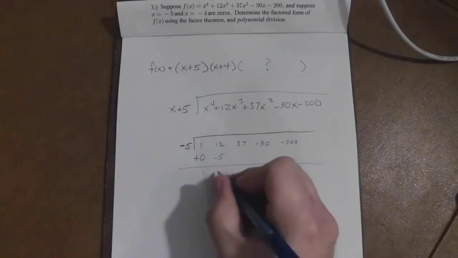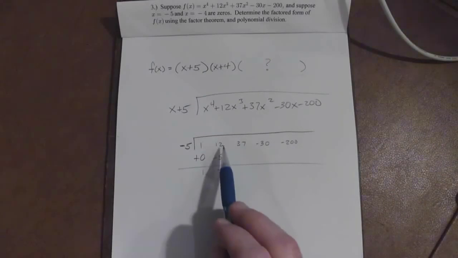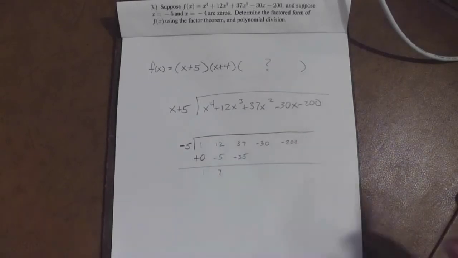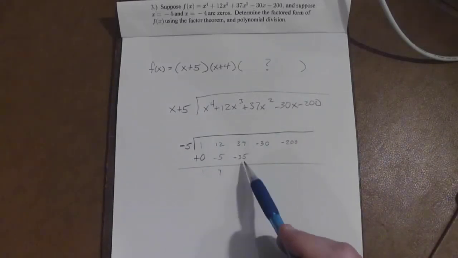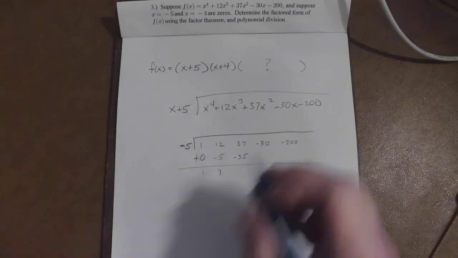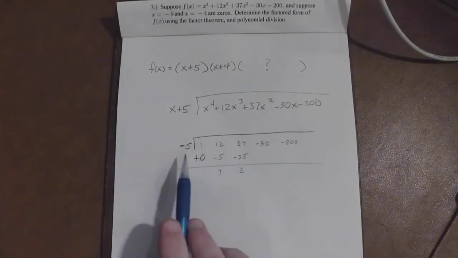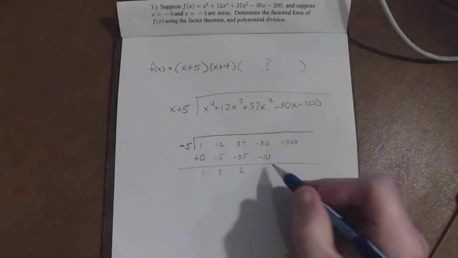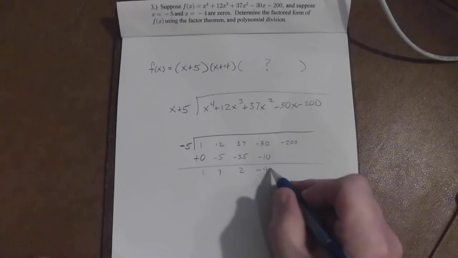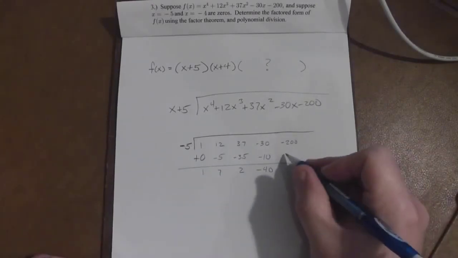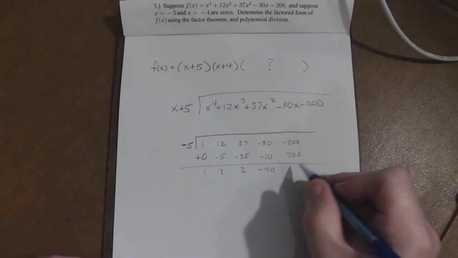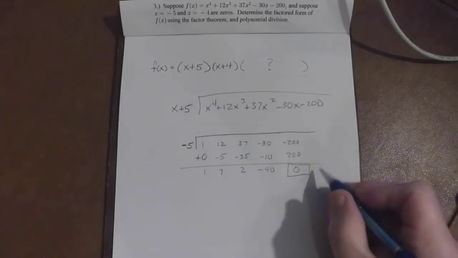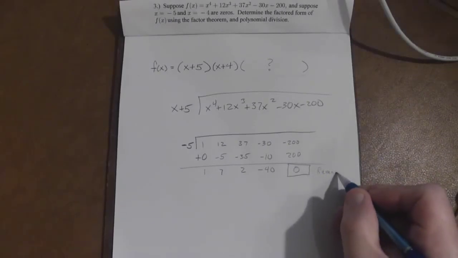Negative 5 times 1 is negative 5. 12 plus negative 5 is 7. Negative 5 times 7 is negative 35. 37 minus 35 is 2. Negative 5 times 2 is negative 10. Add: negative 40. And negative 5 times negative 40 is positive 200. Add. We get 0. Now keep in mind, this is our remainder.